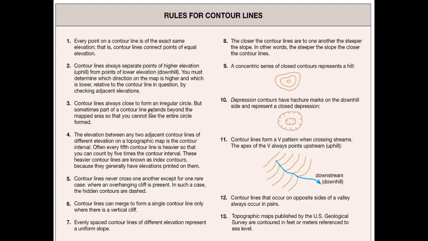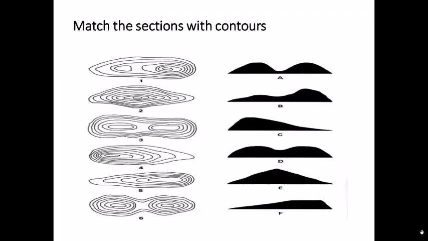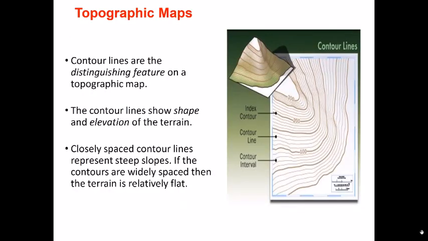Contour lines always close to form an irregular circle, but sometimes part of contour lines extend beyond the mapped area so that you cannot see the entire circle formed, and this is very important. Whenever you see a contour map, usually we only draw the contour map for the area which is in question. That means the area which is relevant to us. Otherwise, the whole work gets very lengthy. And since we draw it just for that area, your contour lines might not form a complete irregular circle, or they might not form a loop.